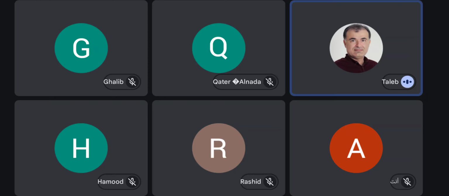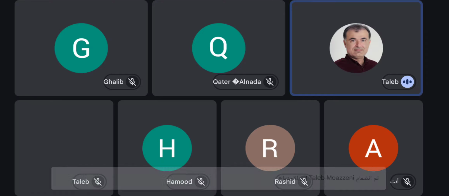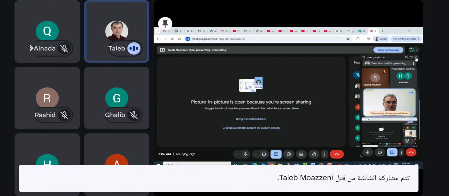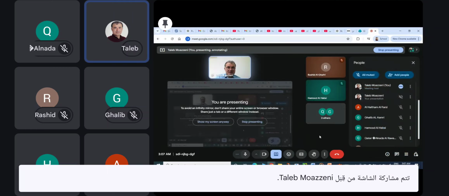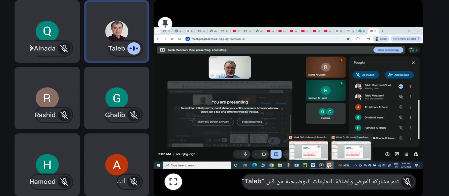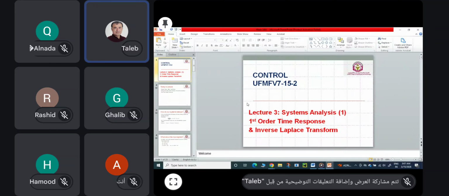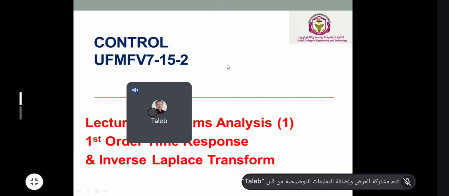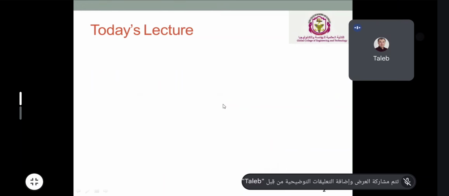Okay, let me share with you the slides. I have two slides, one for first order system and one for this second order system. Is okay, clear now? Okay. Yeah, first order and then second order.